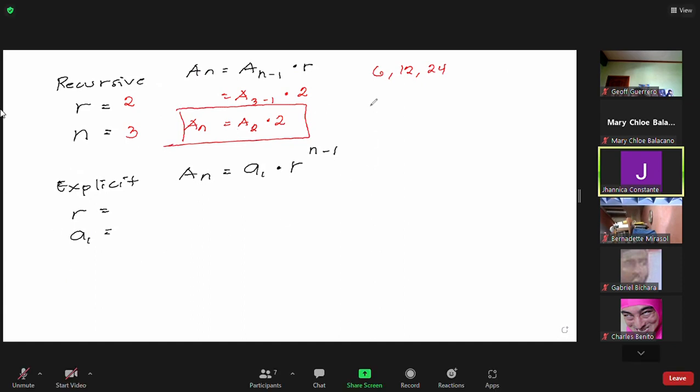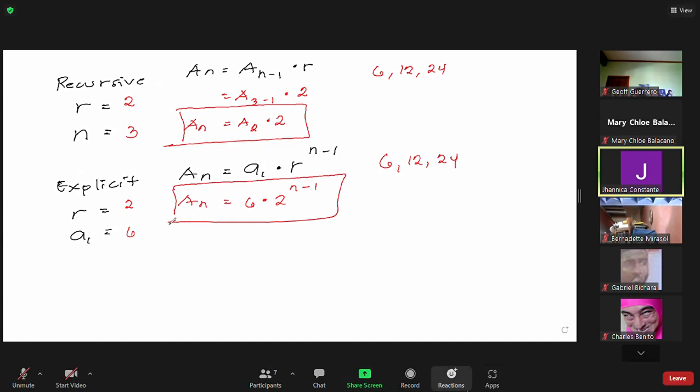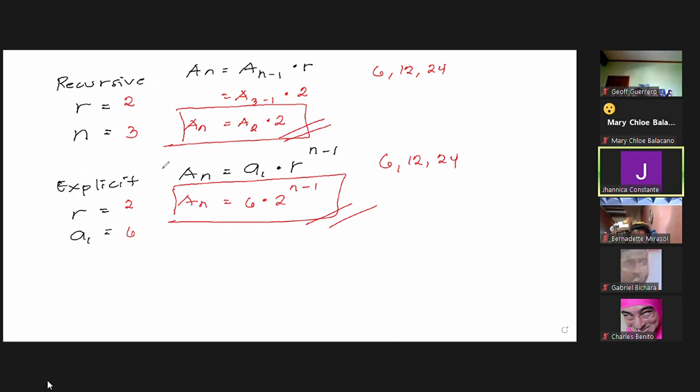But if we're going to write the explicit formula with the same sequence that we have, the common ratio is the same, which is 2, and the first term is 6. So an equals to 6 times 2 raised to n minus 1. That is the explicit formula and the recursive formula of our sequence 6, 12, and 24. Don't interchange the recursive and the explicit.